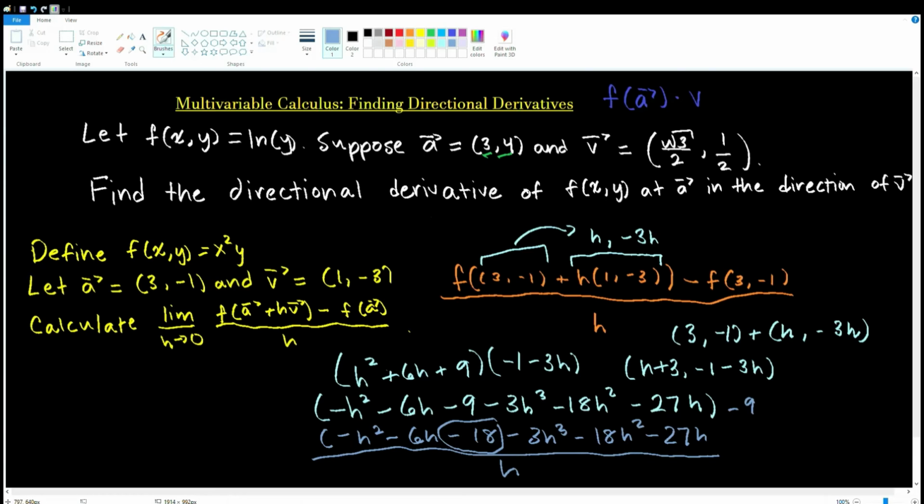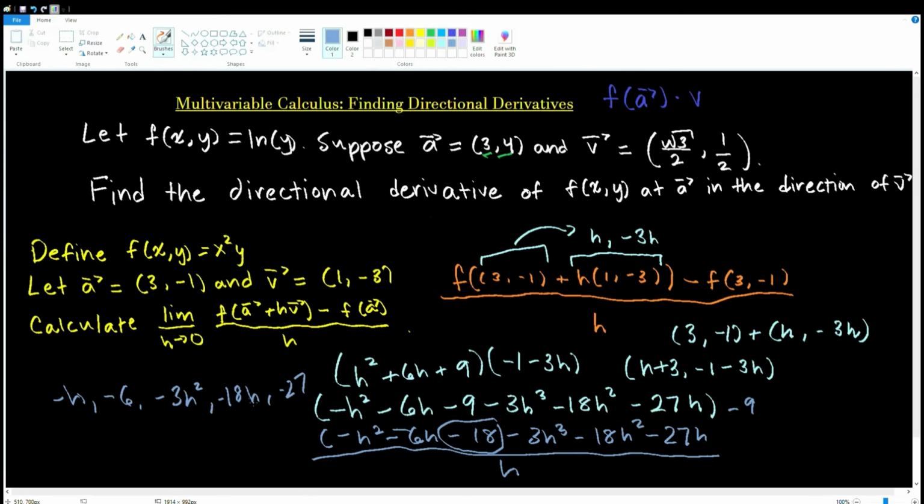So negative h squared divided by h, we'll do everything except this negative 18, okay? Negative h squared over h is just negative h. Negative 6h divided by h is negative 6. And negative 3h cubed over h is negative 3h squared. Negative 18h squared over h is negative 18h. Right? And negative 27h over h is negative 27.